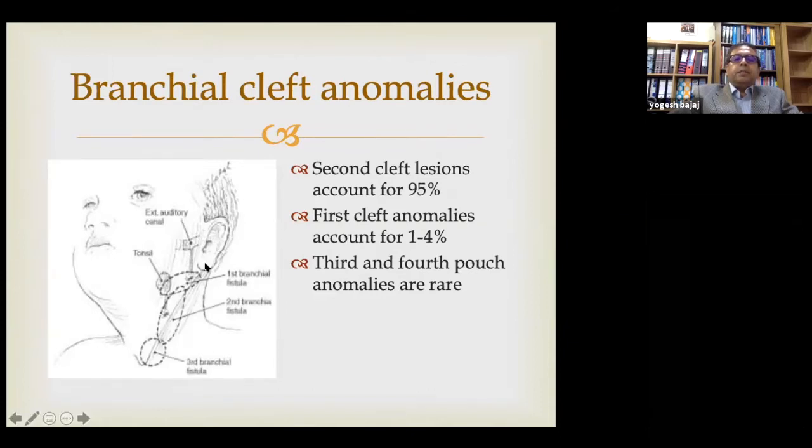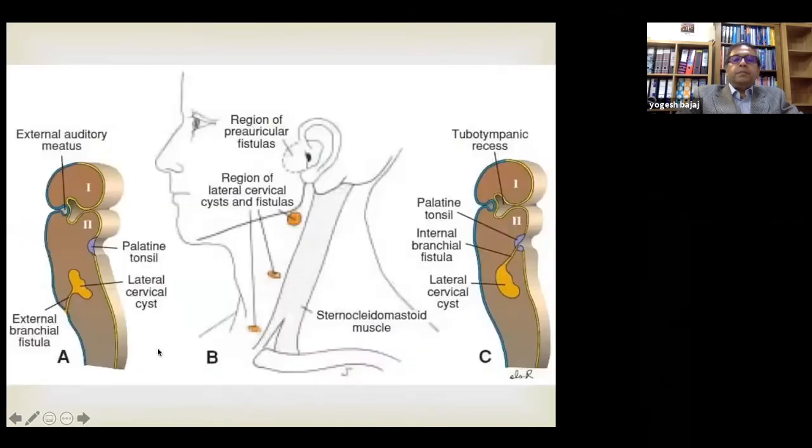Essentially, along the sternocleidomastoid border, the first arch anomalies are somewhere around here, around the angle of the jaw, second arch along the anterior border of sternocleidomastoid, and third arch quite low down. So this is a key thing: essentially they are along the anterior border of sternocleidomastoid. First arch anomalies around the angle of jaw, second arch anomalies anywhere around here, and third arch further down.